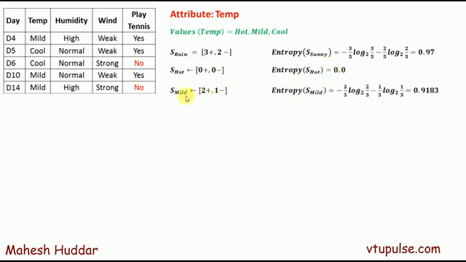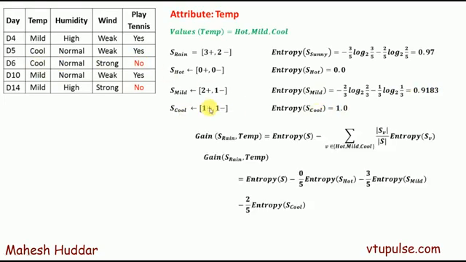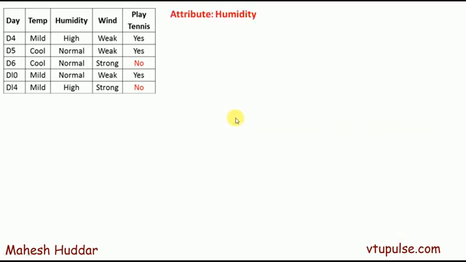The next one is S mild. 2 positive and 1 negative we have here. So the entropy of S mild is equal to 0.9183. Similarly, S cool, which is appearing 2 times, one is yes, one is no. So the entropy is equal to 1.0. Put these particular values in the gain equation. You will get the gain of temperature with respect to S rain, which is equivalent to 0.0192 in this case.